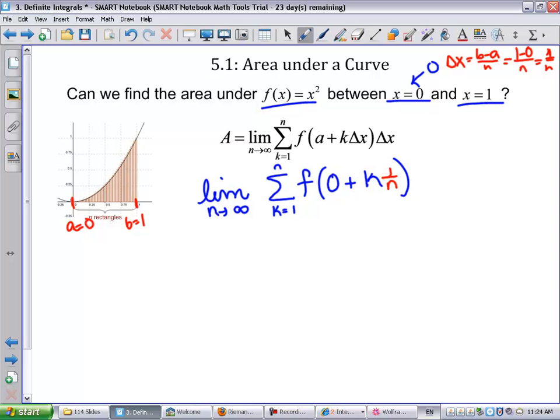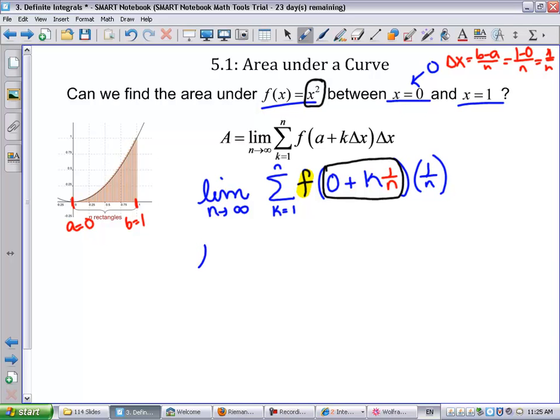And that is the height, f of x bar. And then we also have the width, which is just delta x. Now, the only thing we haven't actually dealt with yet is this f right here. So this is f of a point, which we can just call k over n. And so we need to plug k over n into our function. Our function is x squared. So everywhere you see an x, you're just going to put a k over n instead.